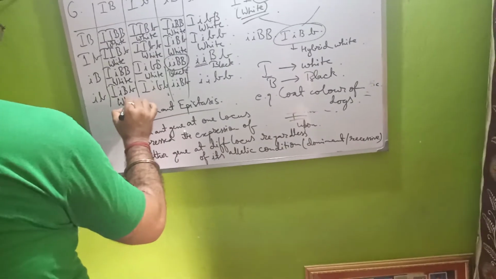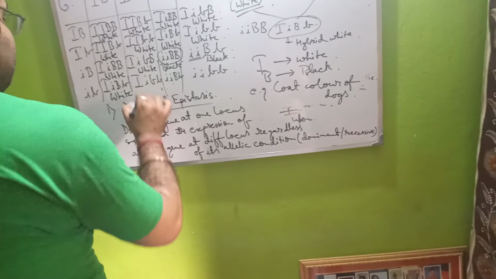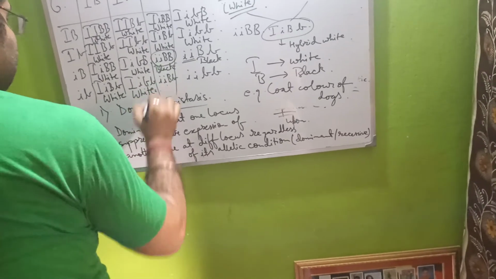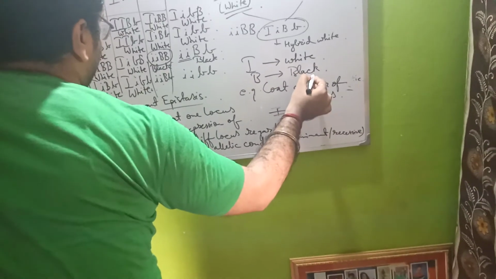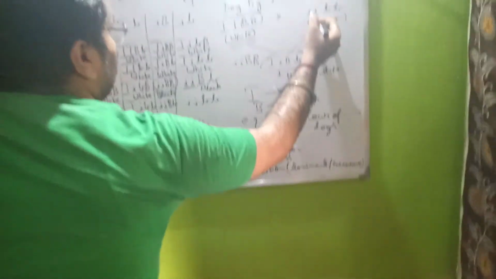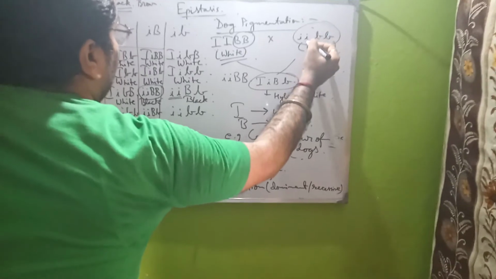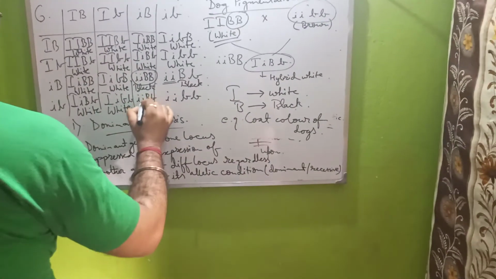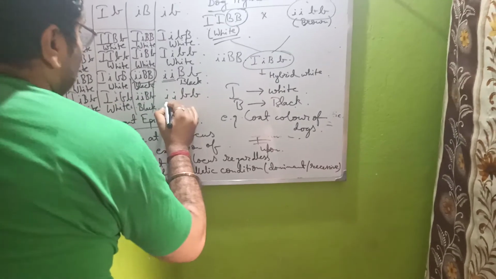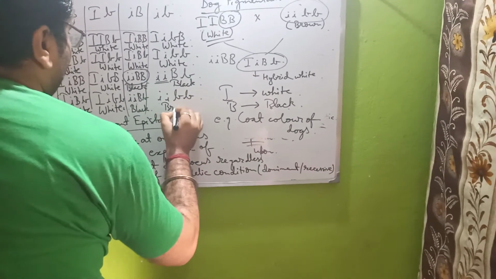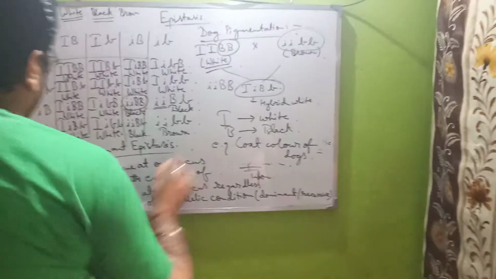This one again will be white because capital I is present. This is also white, capital I is present. This one again has a capital B gene, and the B gene indicates black color. So again it will be a black one. And when all the genes are recessive, we get brown color. So it's a very rare case.